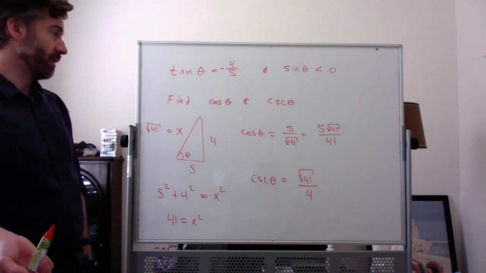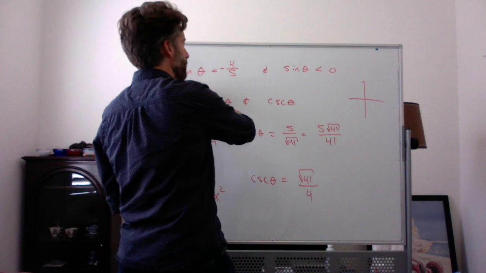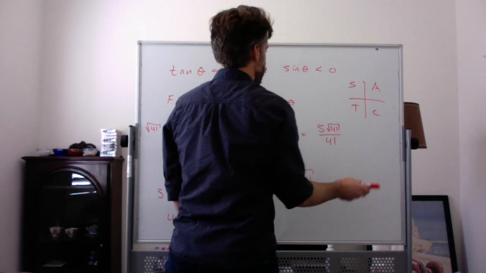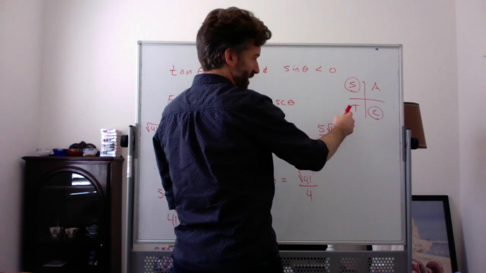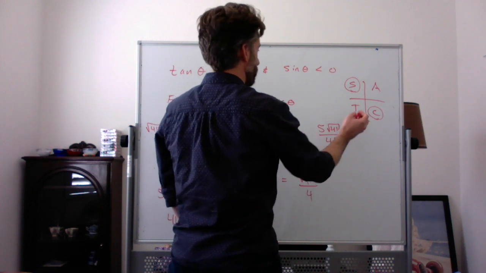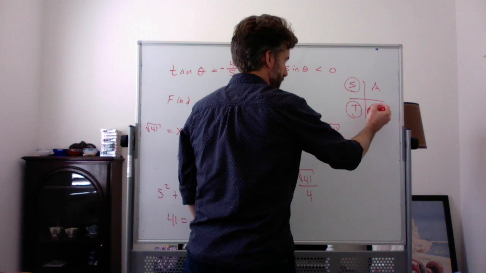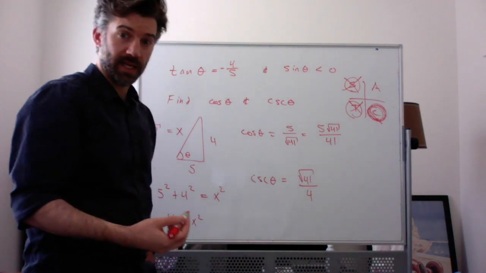Finally, looking at the quadrant I'm in, so if both tangent and sine are negative, well, I know that tangent is negative in quadrants 2 and 4, because it's positive in quadrants 1 and 3. And sine is negative in quadrants 3 and 4. So it's got to be this one. It can't be this one, it can't be this one. That's the quadrant where both sine and tangent are negative.